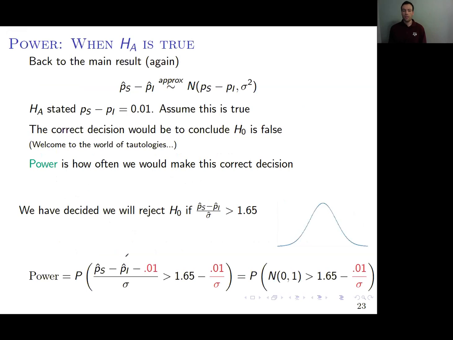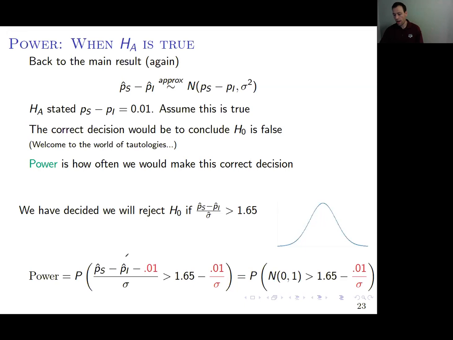So using this main result, we have that the alternative hypothesis is actually true. So that's the actual underlying distribution that we're referring to. The correct decision would be to conclude that the null hypothesis is false. So power is just the fraction of time, or equivalently the probability, that we make this correct decision. So we've decided that we'll reject the null if this ratio is greater than 1.65. So now we just need to say, how often are we going to exceed this 1.65 ratio, given that the true distribution isn't the null distribution, it's the alternative distribution, which has a different mean. It has a mean of 0.01 instead of a mean of 0.